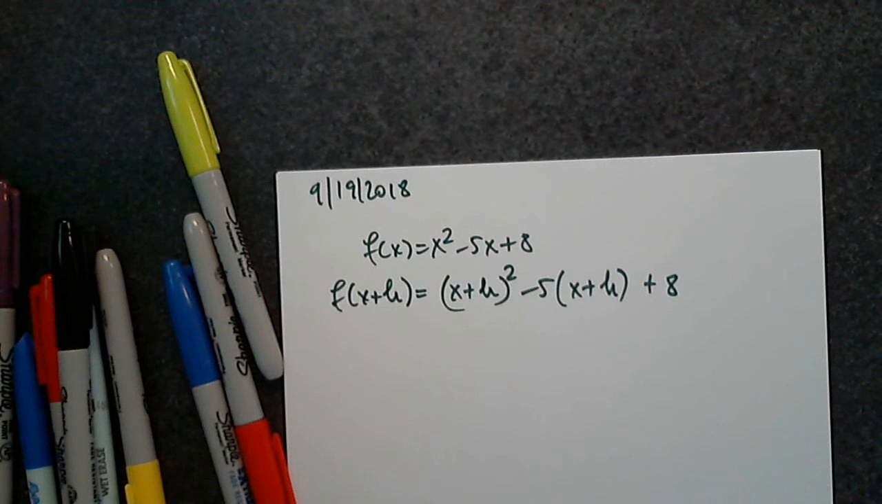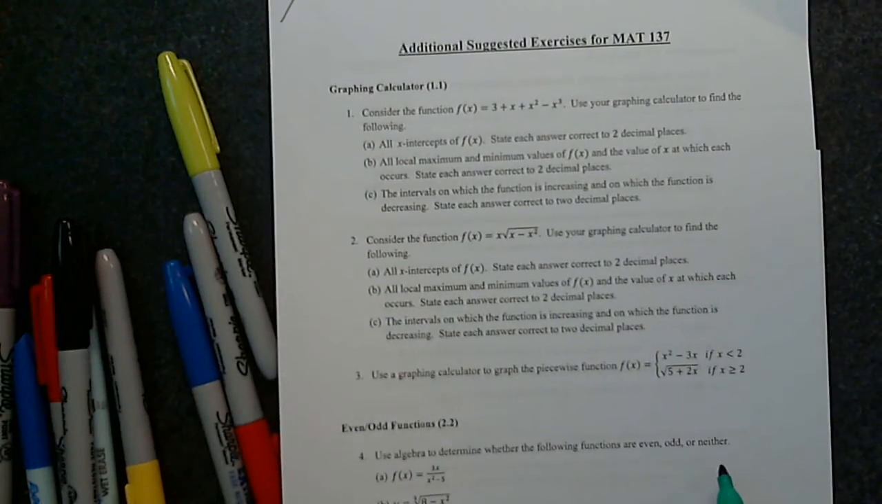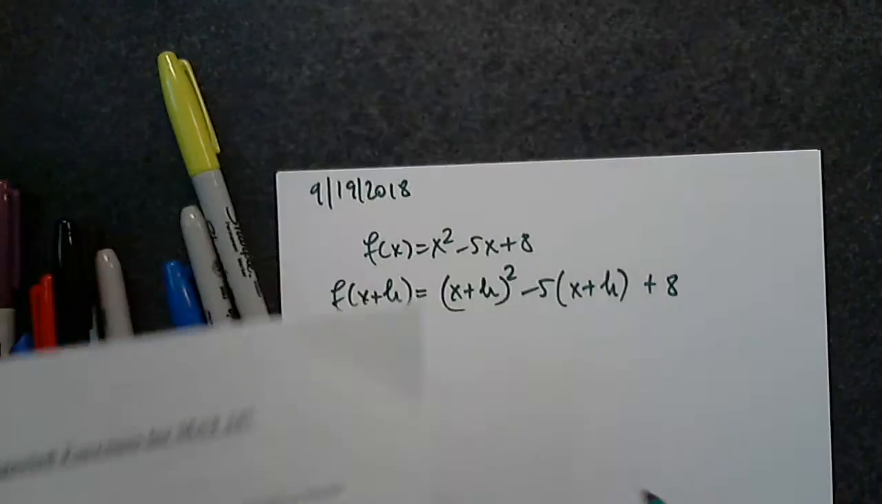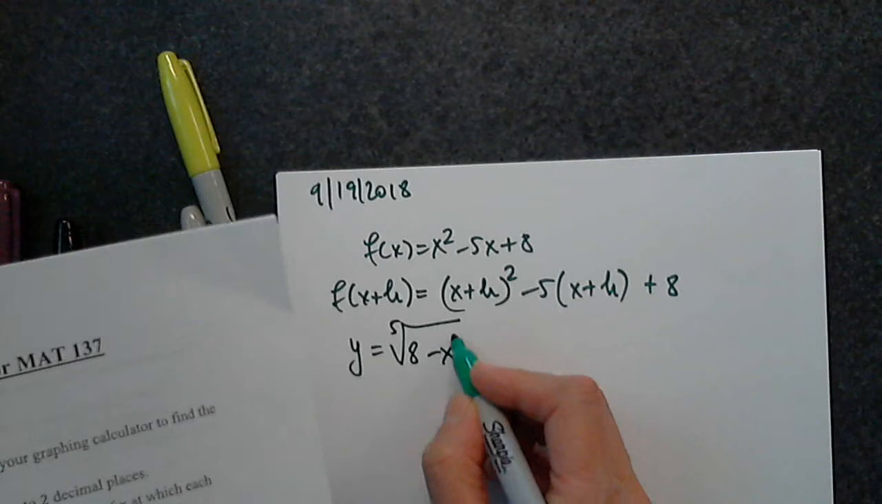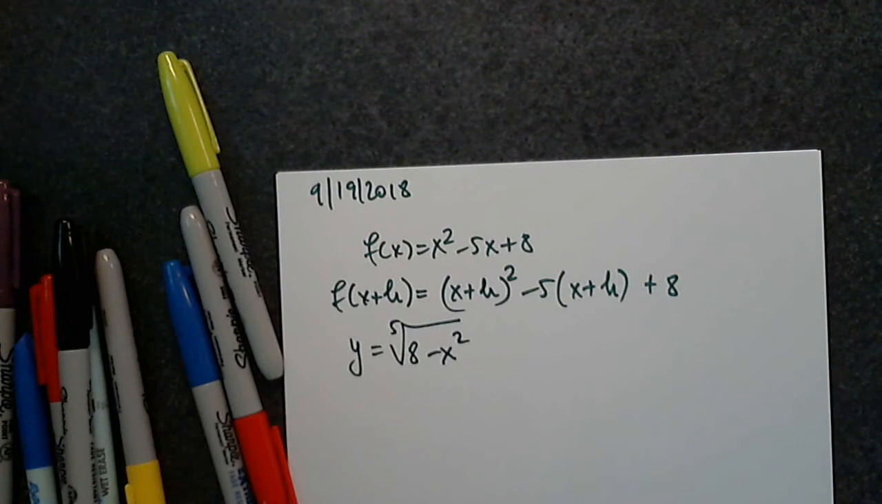Here it is. The fifth root of 8 minus x squared. Use algebra to determine whether the following functions are even, odd, or none of the above. And this is b. So this is y equals the fifth root of 8 minus x squared. So we want to show or determine whether this is an odd, even, or none of the above. In other words, we want to determine whether this function is symmetric.